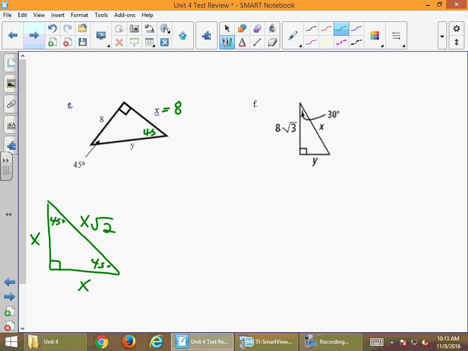Looking down at my picture, I have a small piece. I now need to go to a large piece. So I need to multiply. What do I multiply by in a 45, 45, 90? Radical 2. So again, no need for a calculator here. What is 8 times radical 2? 8 radical 2. Done.